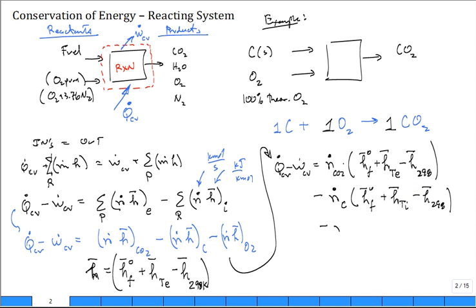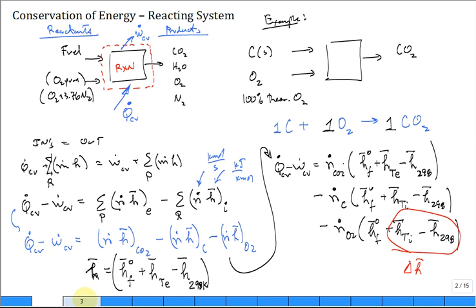Then you have minus n dot of the oxygen, the enthalpy of formation of the oxygen, plus the enthalpy as a function of the inlet temperature of the oxygen, minus the molar enthalpy at the reference temperature of the oxygen. Make sense? A lot of times these terms are just expressed as a delta H bar. Compared to the reference temperature, what is the enthalpy? All right. Well, how do we find the enthalpy of formation for each element?